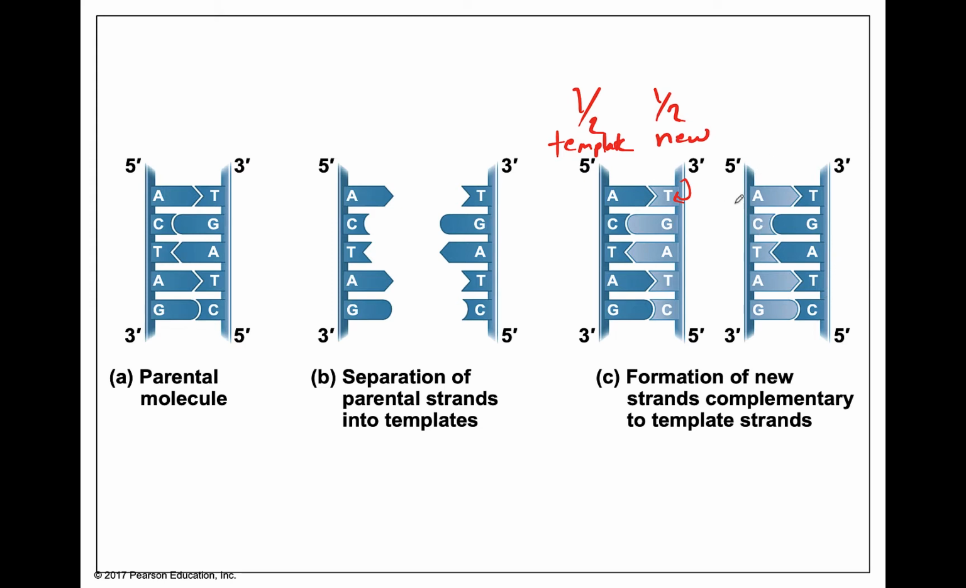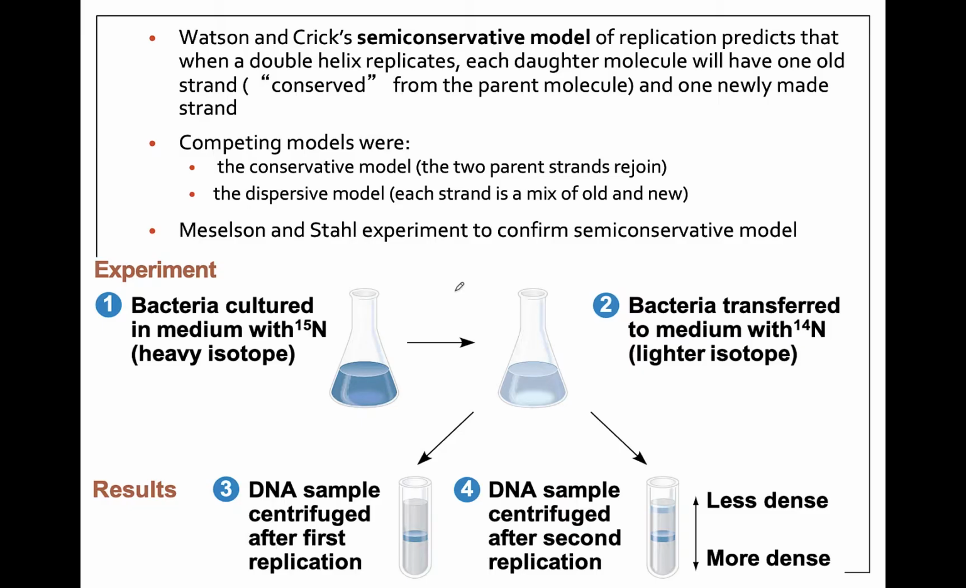And if you look at these two new strands that we made, they are exactly identical to the original strand, and it's just based on complementary base pairing, A to T, G to C. So this was Watson and Crick's model of replication, and it was called the semi-conservative model. And it predicts that DNA replicates exactly the way that we just went through, that each strand will conserve one strand from the parent and then have one newly made strand.